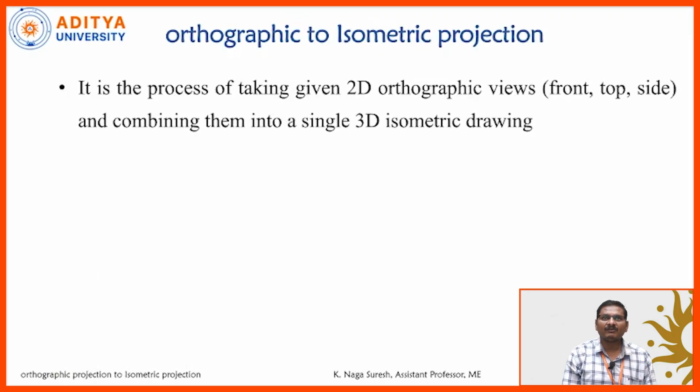So what is the meaning of orthographic to isometric projection? It is the process of taking 2D or two-dimensional orthographic views like front view, top view, and side view of the object and combining them into a single three-dimensional object, or 3D isometric drawing. That is nothing but orthographic to isometric projection.